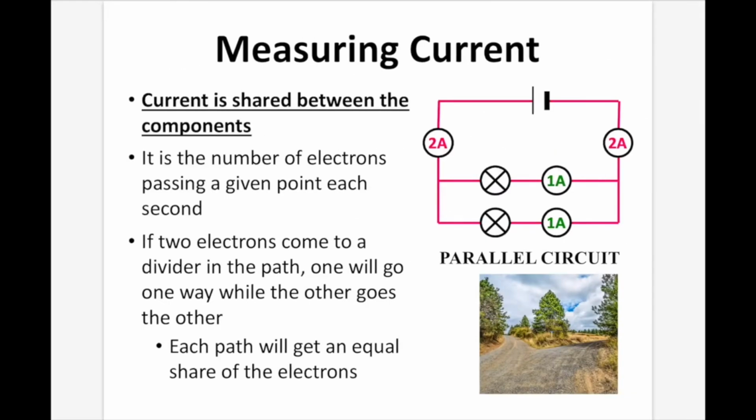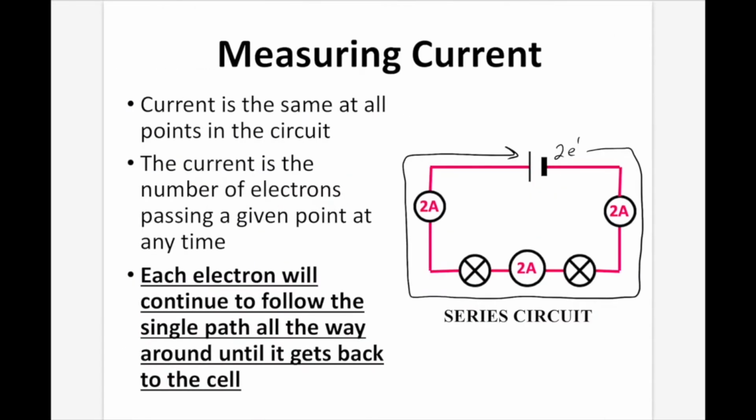Measuring current. Current is shared between components. It is the number of electrons passing a given point each second. If 2 electrons come through a divider in a path, one will go one way while the other goes the other. Each path will get an equal number of electrons. So again, if we go back to our 2 electron idea, and we go back to our series circuit, you can see that there's only one path for the electrons to take. So those 2 electrons are going to follow that path all the way around.